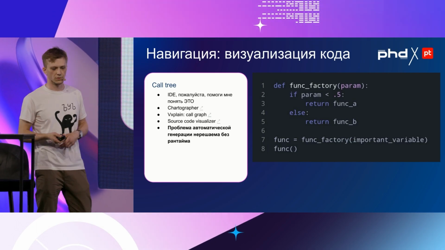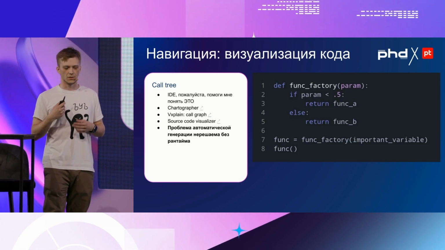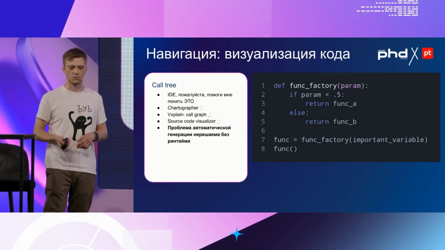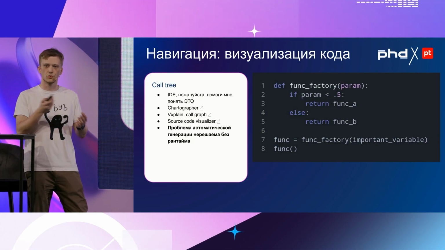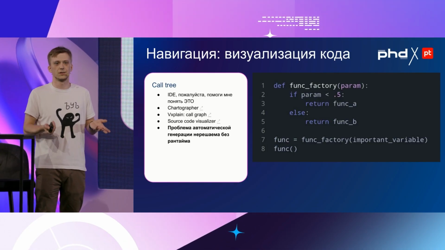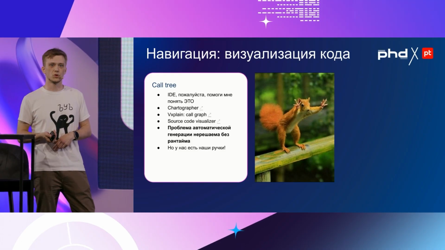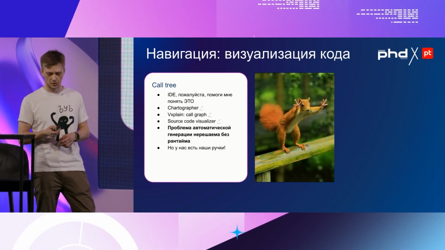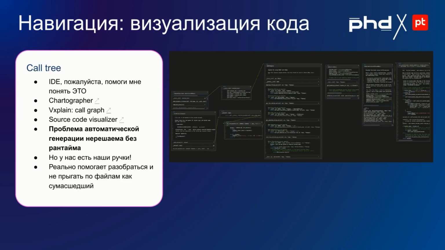What is the problem? Automatically, due to the dynamic properties of Python, unless we have a runtime, automatic display of graphs is not possible. Func factory, it returns a given function. And which one? How do we solve this? We only know that in the runtime. We have our hands and our brain. We can do it on our own manually. But we can use our IDE as a helpful tool.